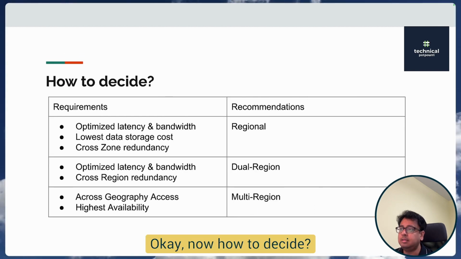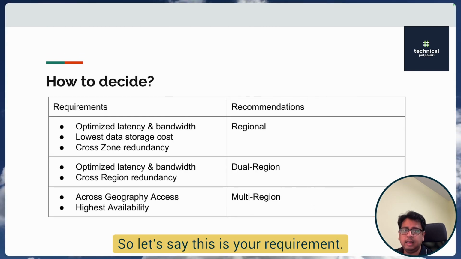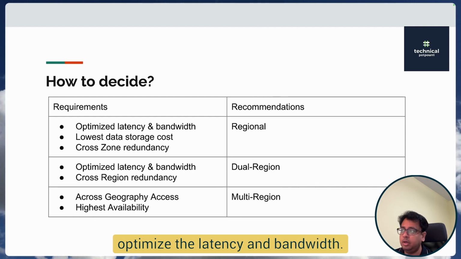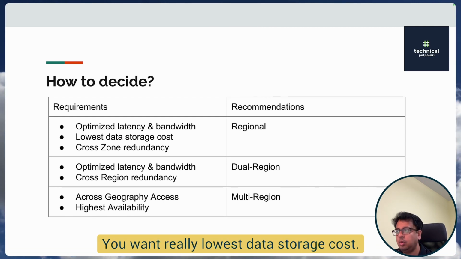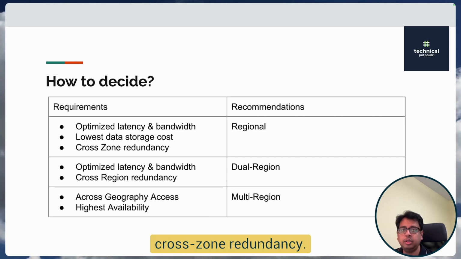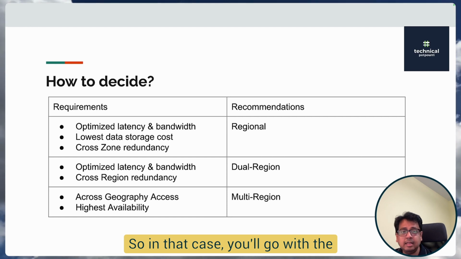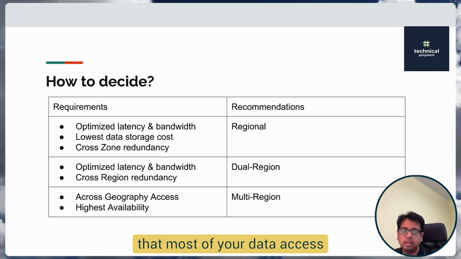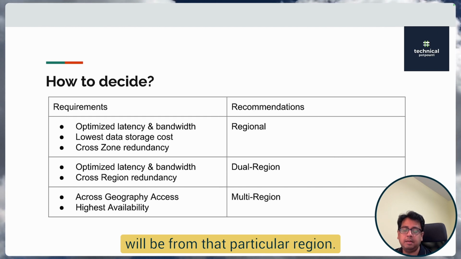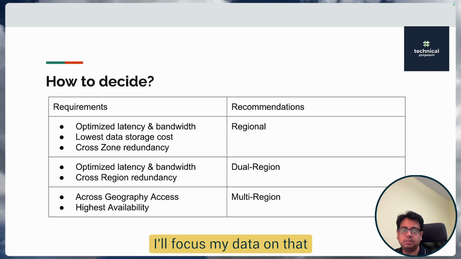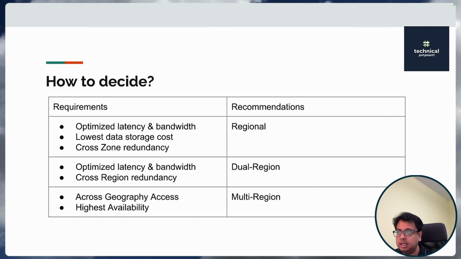Okay, now how to decide? Let's say this is your requirement. The first requirement is that you want to optimize the latency and bandwidth. You want the lowest data storage cost. And you want to use cross-zone redundancy. In that case, you will go with the regional option, because you know that most of your data access will be from that particular region. So why should I put my data in multiple regions? I'll focus my data on that particular region, right? So in that case, I'll choose regional.